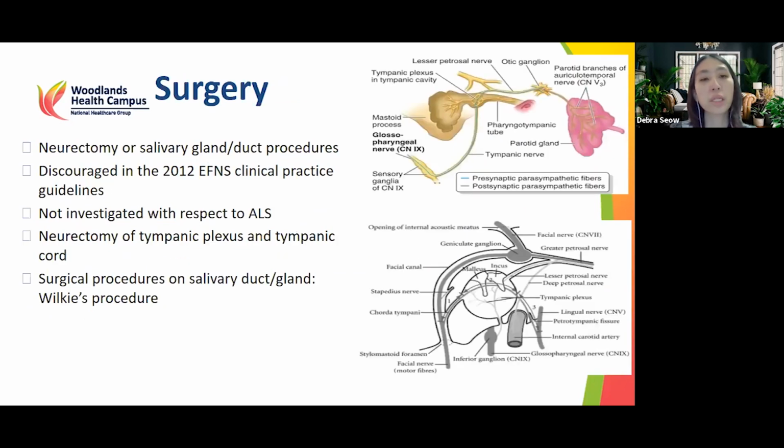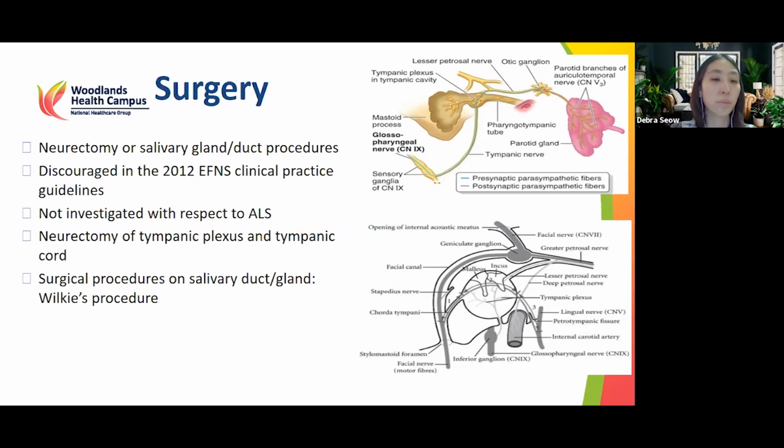The last one, okay, that is actually not recommended or discouraged in the 2012 European Federation of Neurological Societies clinical practice guidelines. So it's discouraged because mainly, as we know, ALS patients may not be able to tolerate surgical procedures, for example, their vital capacity may not be able to tolerate them. So it has not been really investigated with respect to ALS.